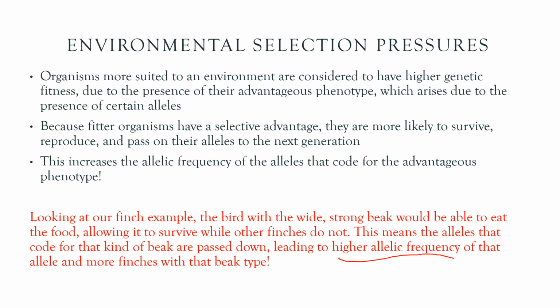So because fitter organisms have a selective advantage, they're more likely to survive and reproduce. So it's really important that they can reproduce. So those alleles are passed down, and this is how that allelic frequency changes. So environmental selection pressures are the main driver in those allele frequencies changing.